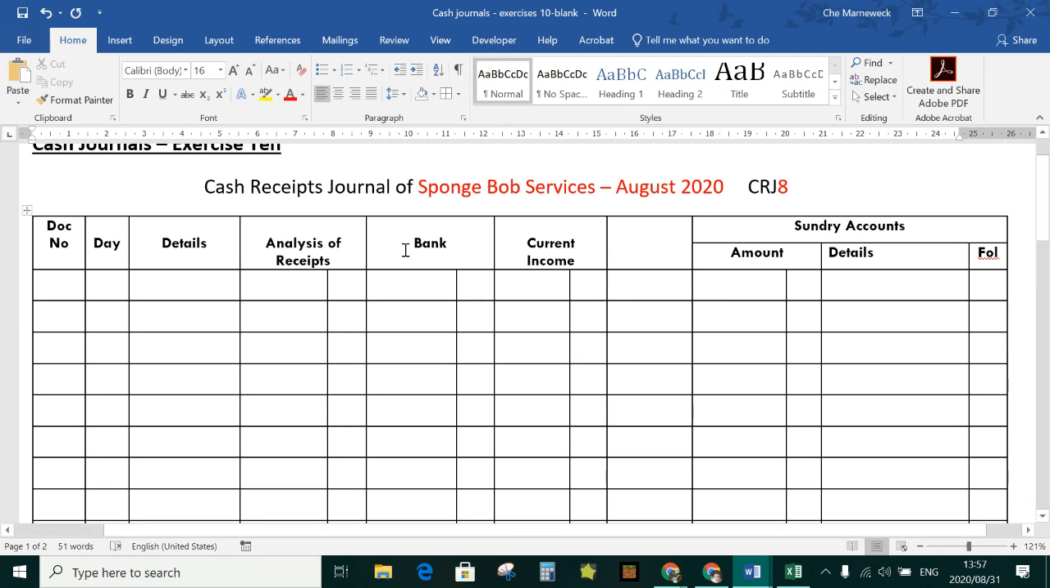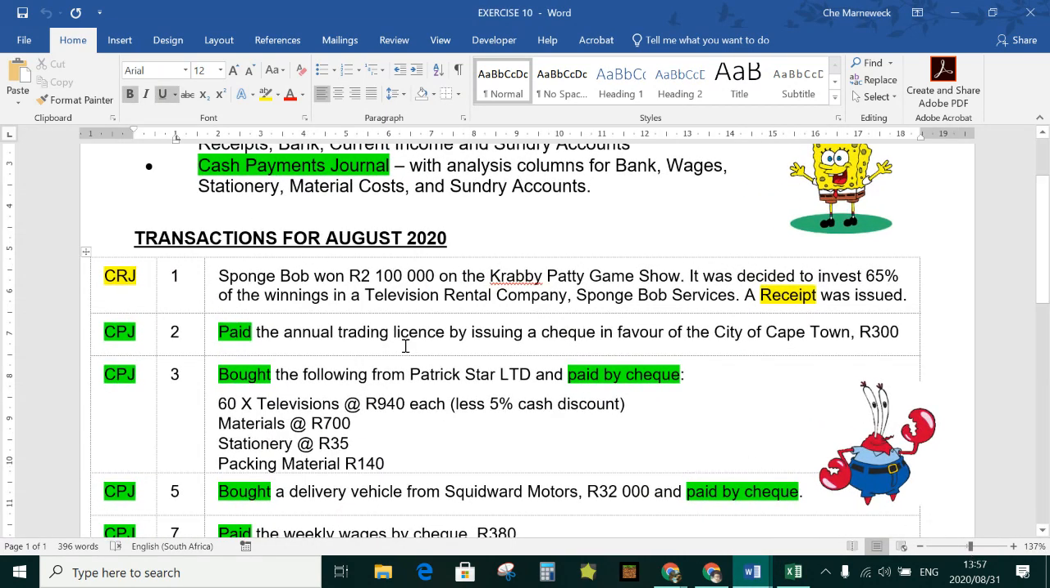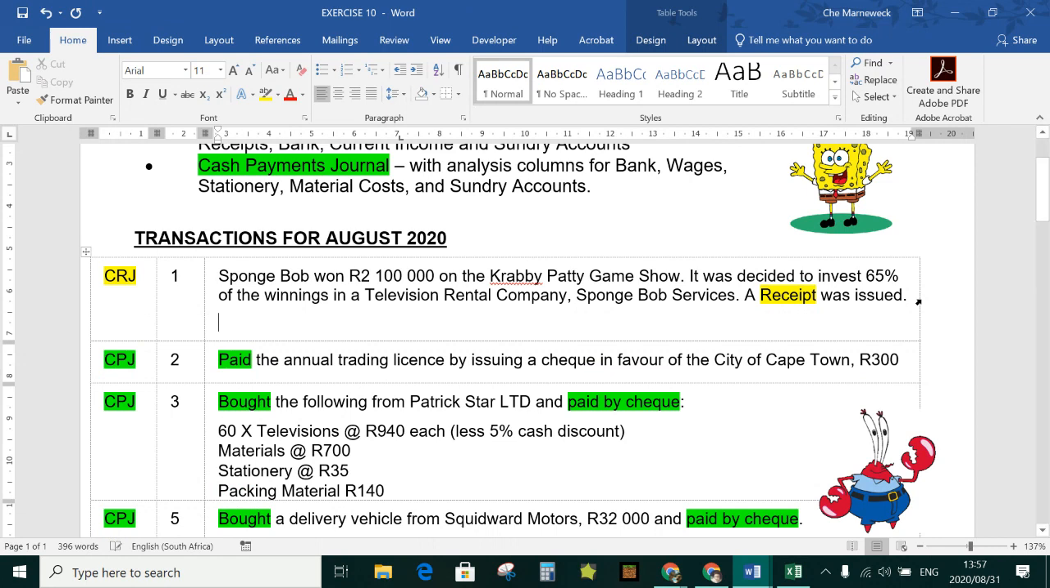We then look at our headings. We have analysis of receipts, bank, current income, and sundry accounts. We're going to look at the first transaction. SpongeBob won $2,100,000 on the Krabby Patty game show. It was decided to invest 65% of the winnings in a television rental company, SpongeBob Services. A receipt was issued. So we need to work out how much money is going to be invested.